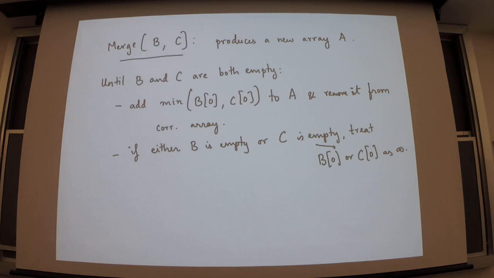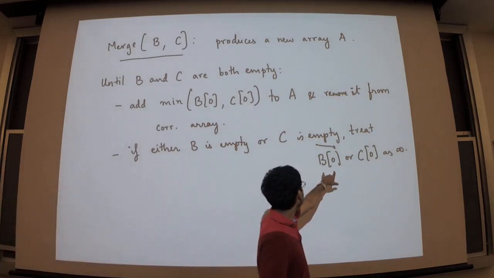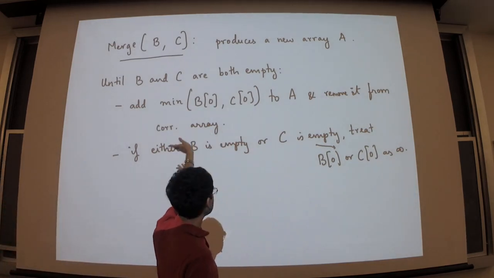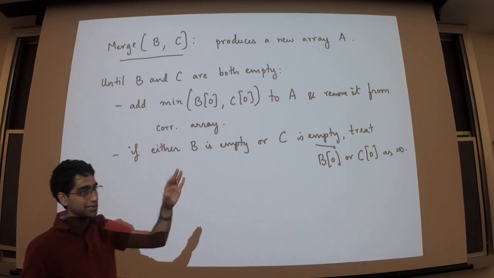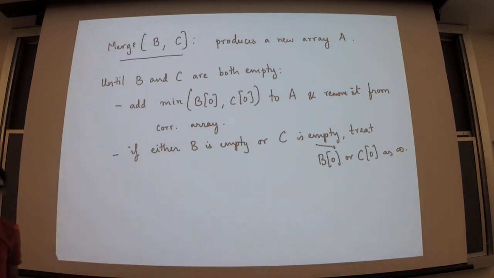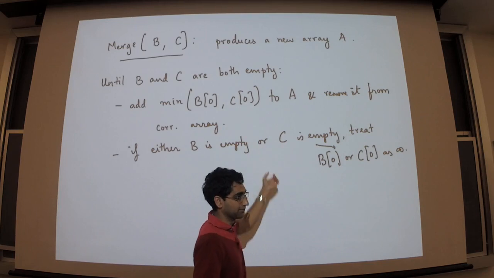By assuming that one of the arrays is infinity after it's finished, how is this going to affect the comparison process? Right. So when you treat this as infinity, then it means that min will always default to the other one. Oh, okay. So min of something comma infinity is that something. So min of x comma infinity is x always. So this is just a notational thing.